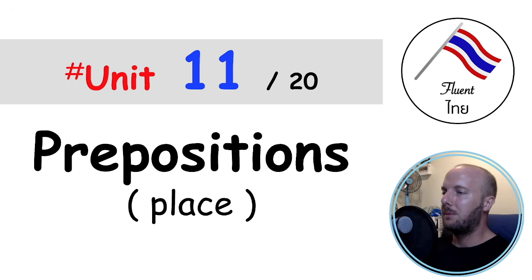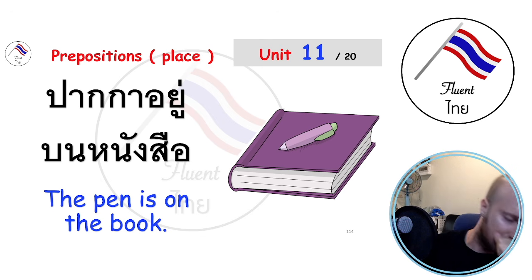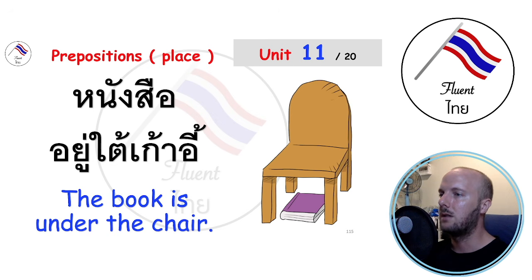Okay, let's do some prepositions, some repetition, shall we? The pen is on the book. ปากกาอยู่บนหนังสือ. Excuse me, I really rushed my lunch today. ปากกาอยู่บนหนังสือ. The book is under the chair. หนังสืออยู่ใต้เก้าอี้. There's another word for under. ข้างล่าง is also a synonym in some respects of under.